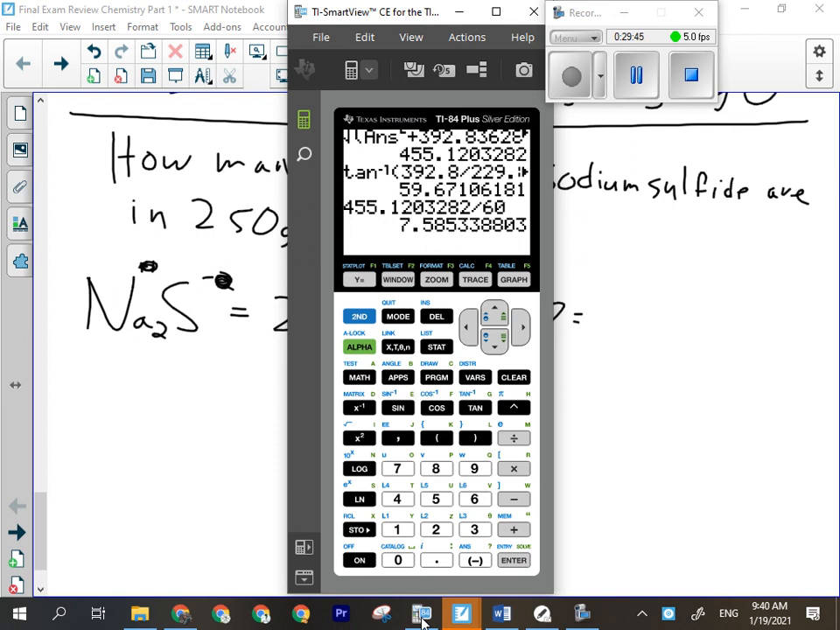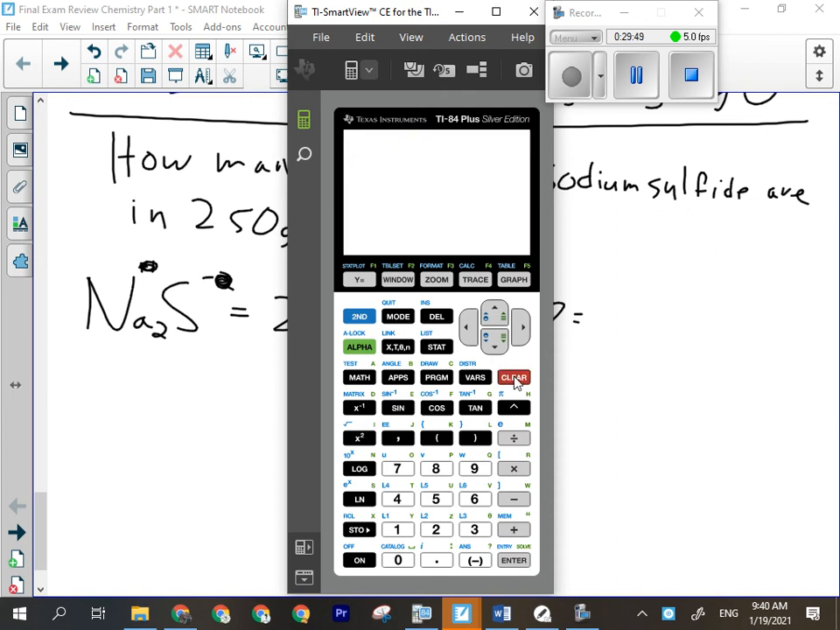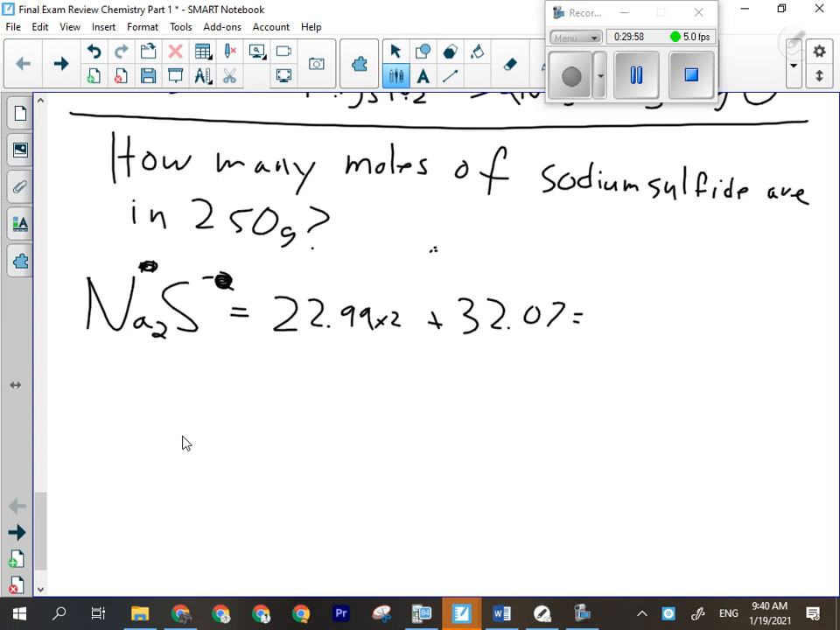Okay, so we've got our 22.99 times 2 plus 32.07. All right, so 78.05 is our molar mass. Okay, we're looking for how many moles there are. So the other thing they give us is the mass, 250 grams.